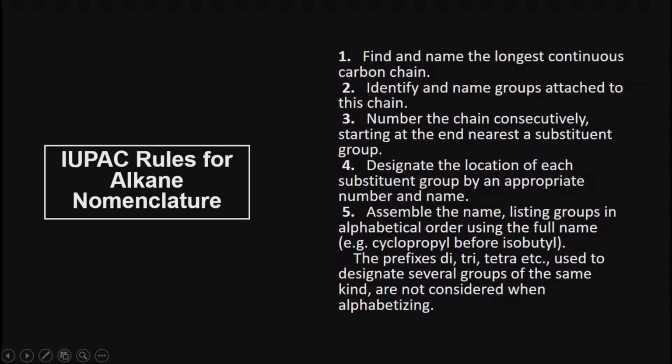So there are some rules about IUPAC for the alkane nomenclature. The first one is to find and name the longest continuous carbon chain. The second one is to identify and name groups attached to this chain. Third, number the chain consecutively, starting at the end nearest a substituent group. Fourth, designate the location of each substituent group with an appropriate number and a name. Fifth, and finally, assemble the name listing groups in alphabetical order using the full name.